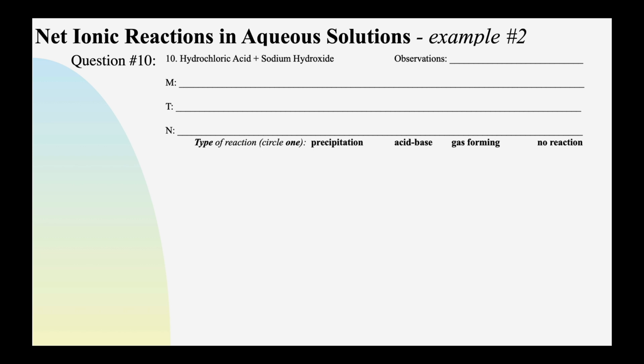Let's do another example. This is question number 10 from the Net Ionic Equation Lab. In number 10, it says hydrochloric acid plus sodium hydroxide, observations, type of reaction, etc. Well, we've already seen that hydrochloric acid is HCl and it's water soluble. Sodium hydroxide is also water soluble. Now, most hydroxides, OH-, are insoluble, but alkali metals, again, sodium, potassium, lithium, etc., they always make it aq. So sodium hydroxide is aq.